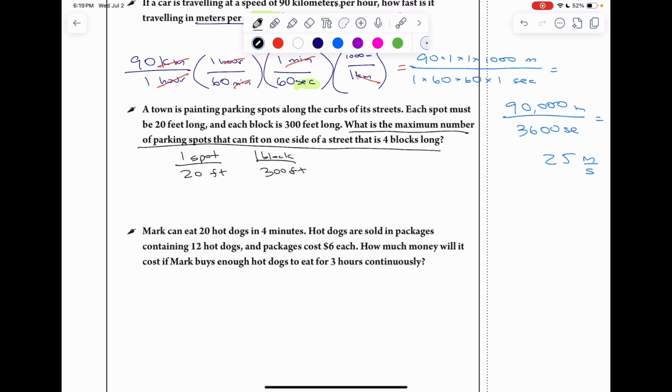We're looking for number of parking spots that can fit on one side of a street that's 4 blocks long. So 4 blocks long, I want to turn into the number of parking spots. So let's start with 4 blocks.